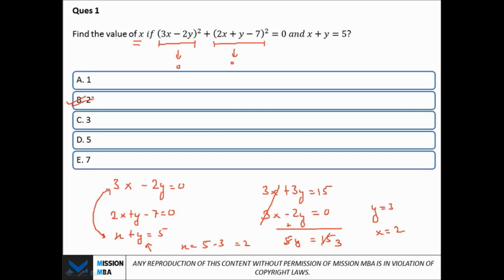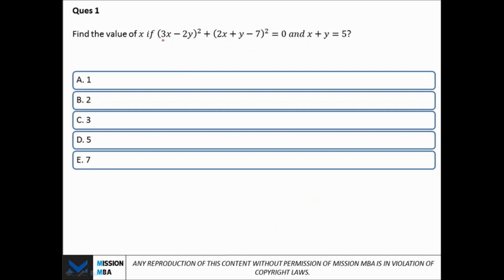Now, guys, this can also be used in a data sufficiency trap. For example, if I say find the value of x, I'm changing the question guys, let's cut down this part, and I give you that the first statement is (3x minus 2y) whole square plus (2x plus y minus 7) whole square equals to 0. Now many of you might think that we have one equation and two unknowns, x and y. The data will not be sufficient.